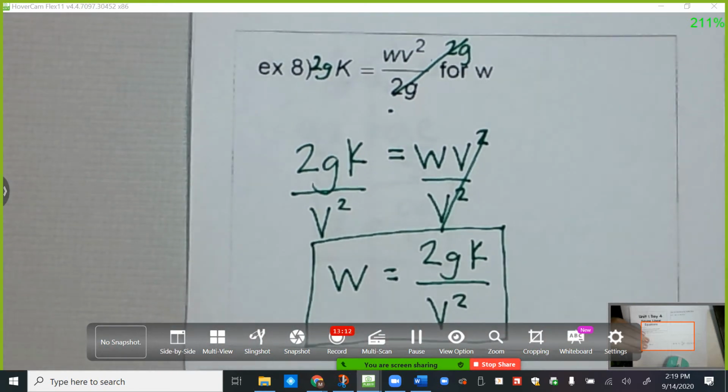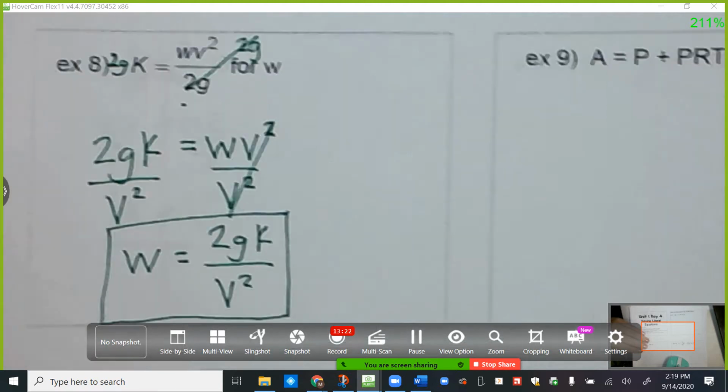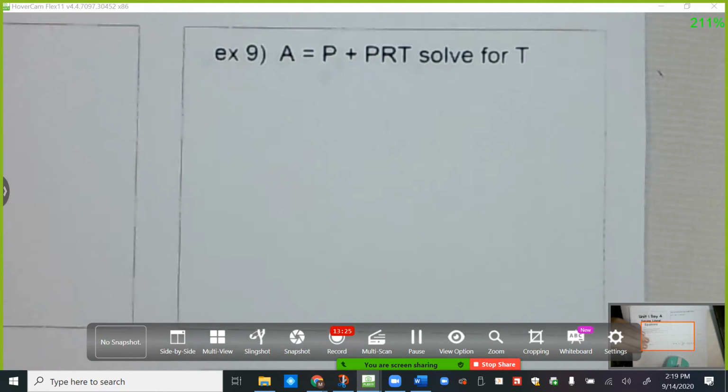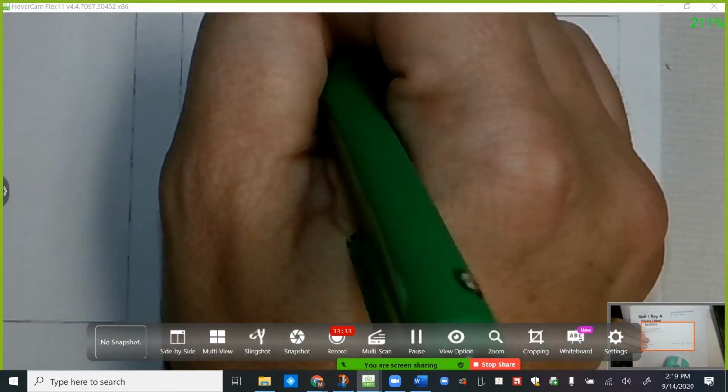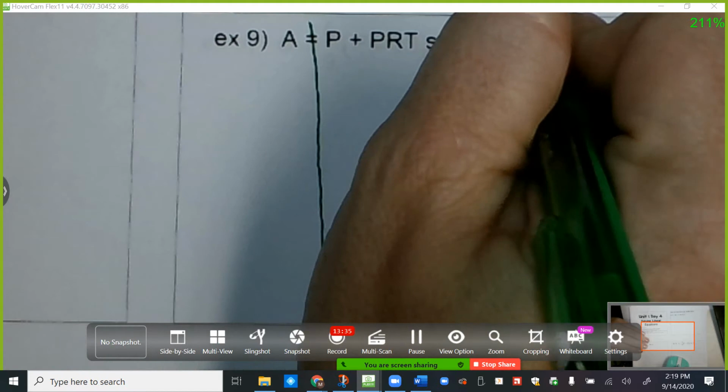So I'm going to do one more practice problem, and then I'm going to show y'all one on your paper, just because it is a little confusing, and then I'm going to let y'all practice, okay? So A equals P plus PRT. We're going to solve for T.